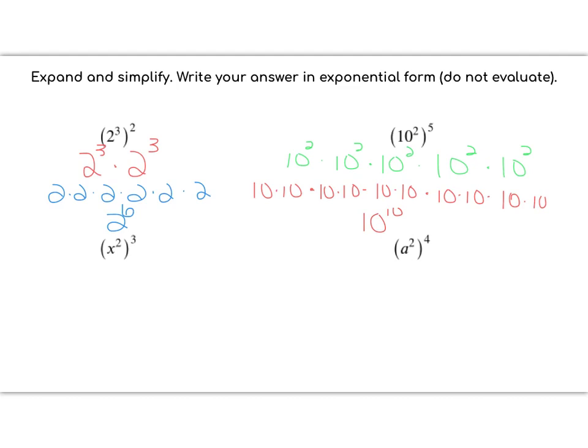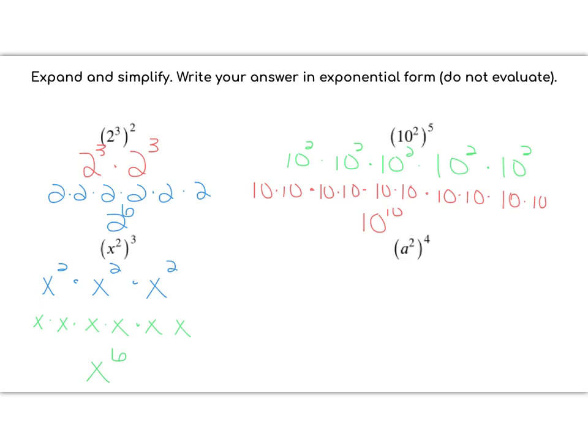Now, look at the problem we started with. Look where we ended. Do you notice anything? Let's try it again. X squared to the 3rd power. So that's going to be x squared times itself 3 times, right? Well, what does each x squared mean? That means x times itself 2 times. So I've got 2 x's and 2 x's and 2 x's. Total, I have x times itself 6 times, x to the 6th.